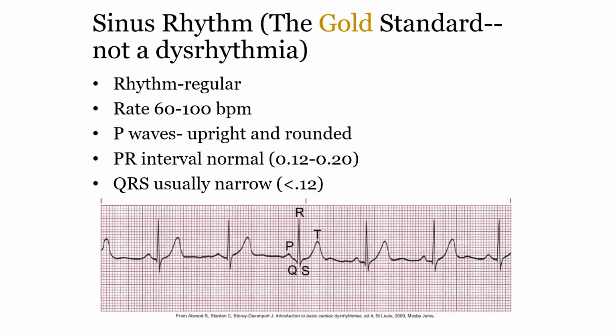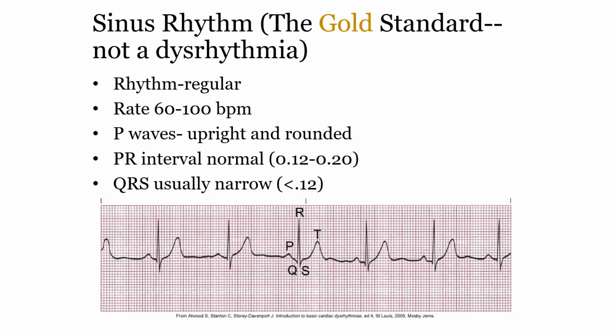What is the PR interval? The PR interval from the beginning of the P to the beginning of the QRS is what we're measuring in the contraction of the atrium. So the beginning of that contraction to the beginning of where the ventricles contract.